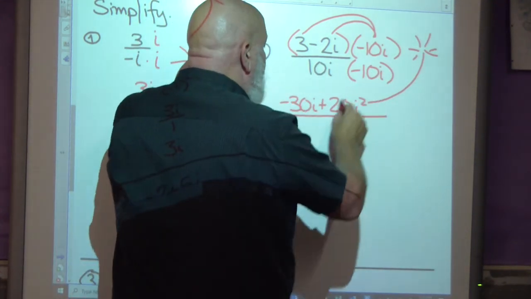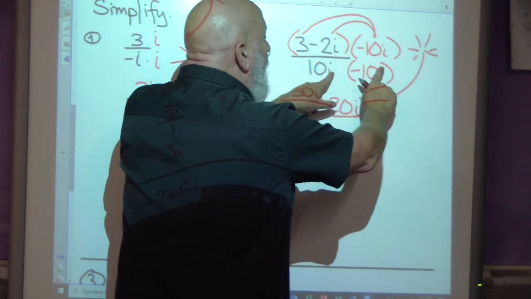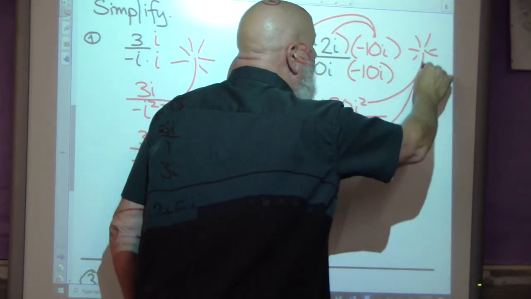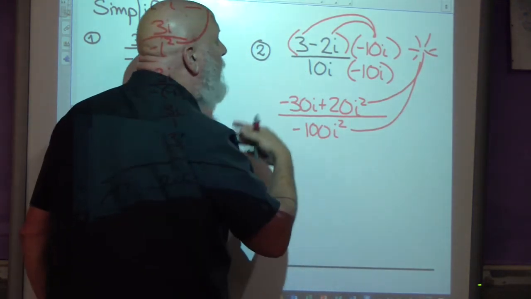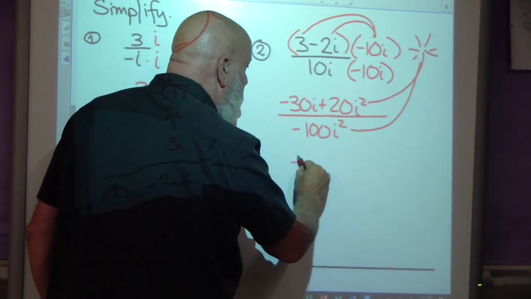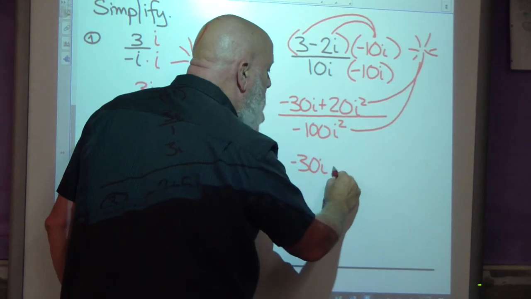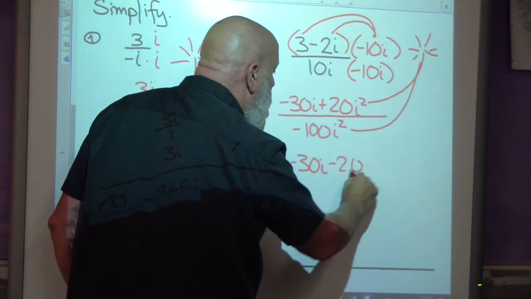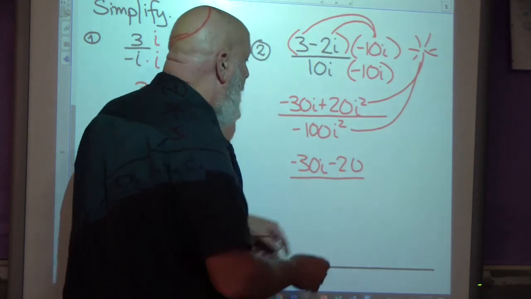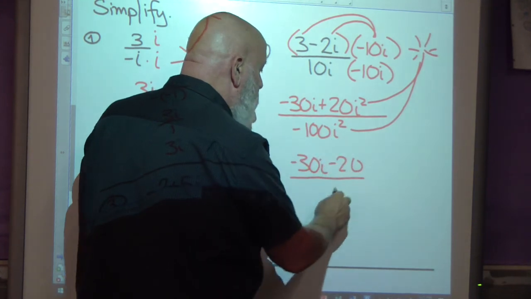10i times negative 10i is negative 100. That's 10 times negative 10. I times I is I squared. This is also negative 1. So now I'm just going to rewrite and see if I can simplify this any further. Negative 30i minus 20. The reason I'm calling that negative 20 is because this is positive 20 times negative 1. And then this is negative 100 times negative 1, which is positive 100.